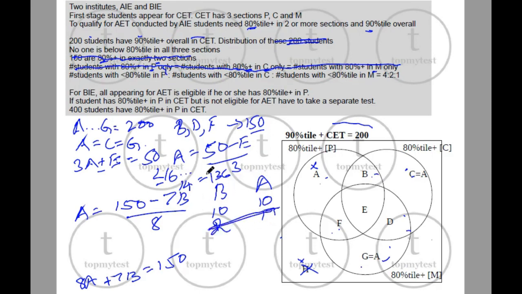Okay, let's try to increase the value of b. Now this was 8 less, so the next value will be 8 more. 10 plus 8 will be 18. So this should be 7 less, so ideally it should be 3. We can verify. 18 into 7 is 126. 150 minus 126 is 24. 24 divided by 8 is 3.